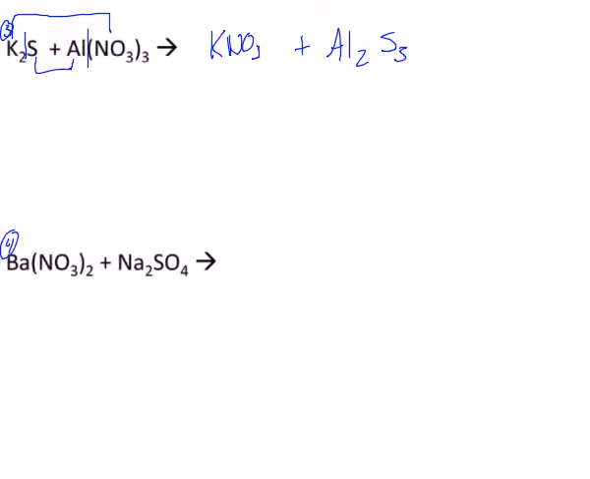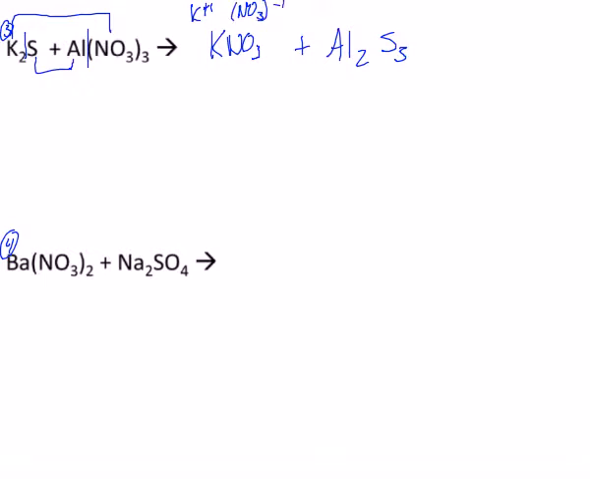Now, how did you get your subscripts? I saw Al had a 2 over here, S had a 3, and I saw K had a 2. How did you get your new subscripts as products? What did you look at? What about the periodic table did you look at? The charge of the element. That's what's going to dictate it, guys. So for KNO3, K had a +1. NO3 is a polyatomic that had a -1.